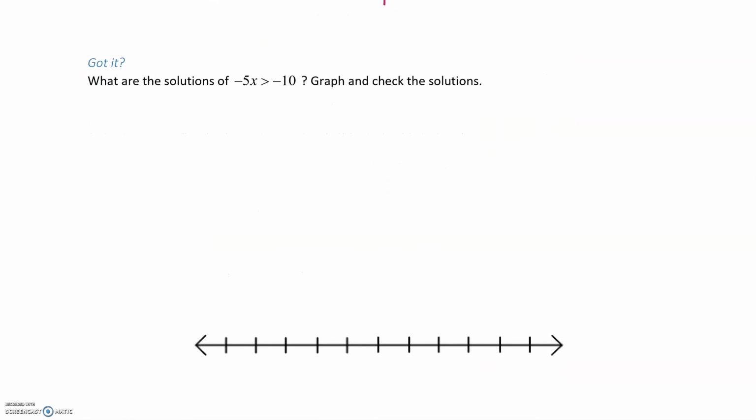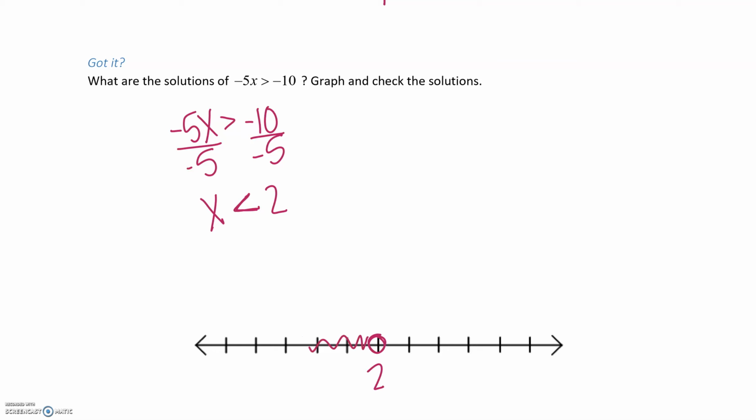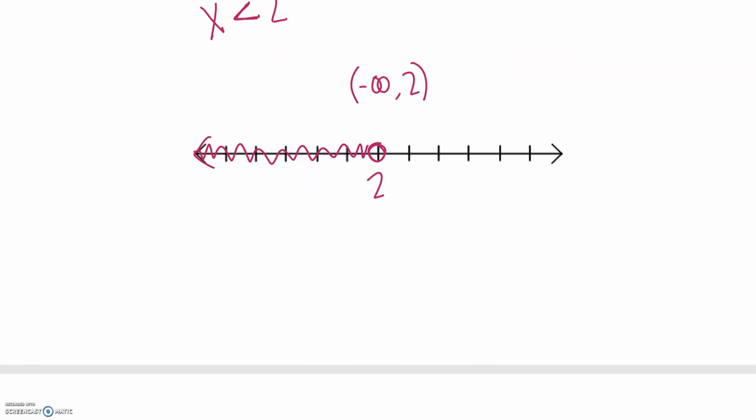And our very last one, we have negative 5x is greater than negative 10. We're going to divide both sides by that negative 5. That's going to leave us with x is less than, because we automatically have to flip that sign, and negative 10 divided by negative 5 is 2. So we're going to have 2 in here. It's less than, so it's an open circle, and we are shading to the left. And function notation, we have open parentheses, negative infinity, comma 2, close parentheses. And that should be it.